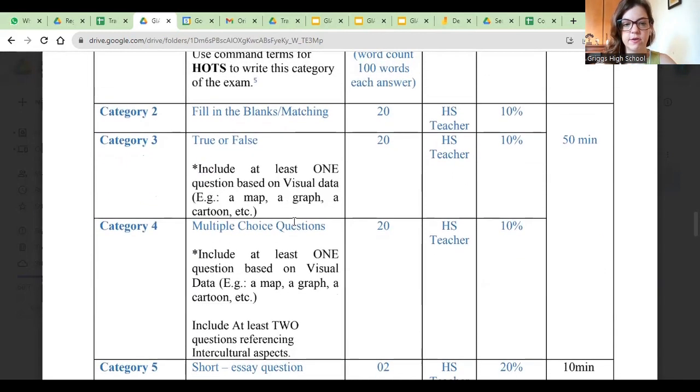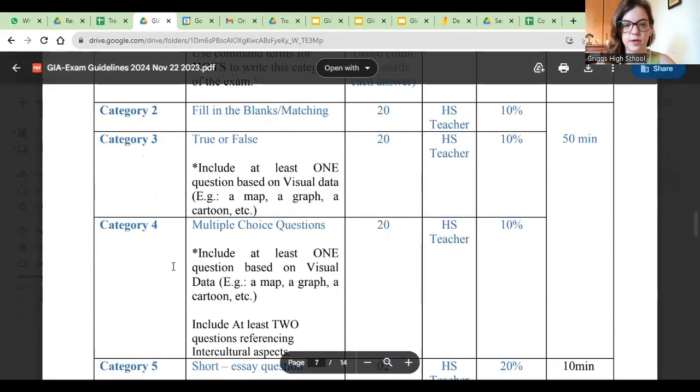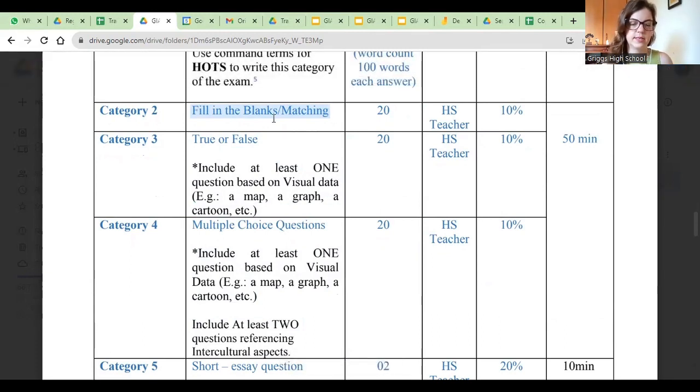Then we have categories 2, 3, and 4. All of them have 20 questions worth 10% of the grade, and they are fill in the blanks or matching. So for category 2, you can do 10 and 10: 10 fill in the blanks, 10 matching, or 5 and 15, or 12 and 8. There's no rule here. Then we have true or false and multiple choice questions.